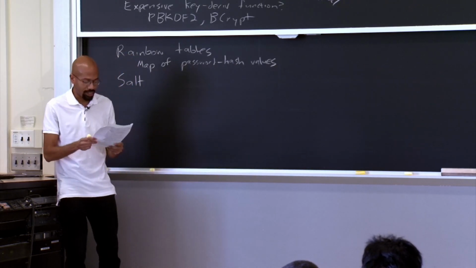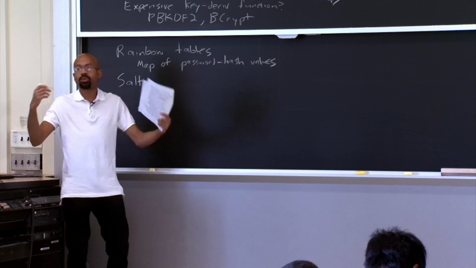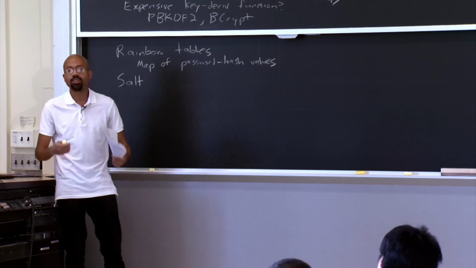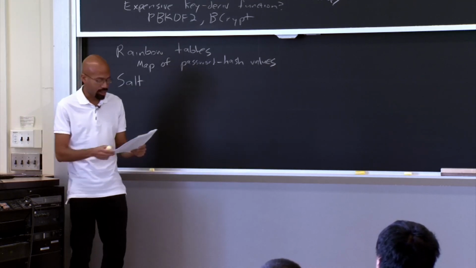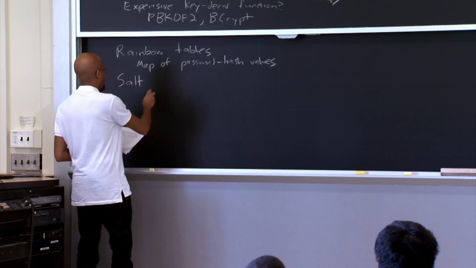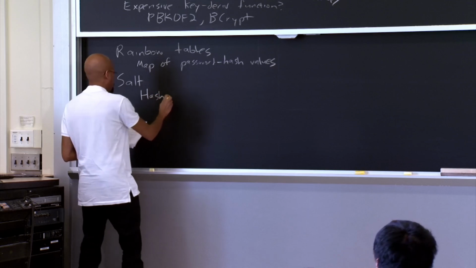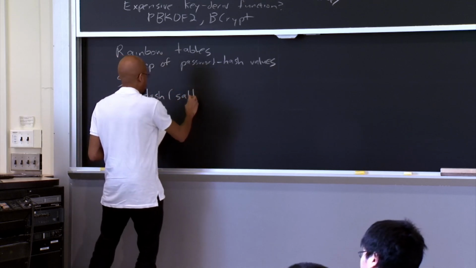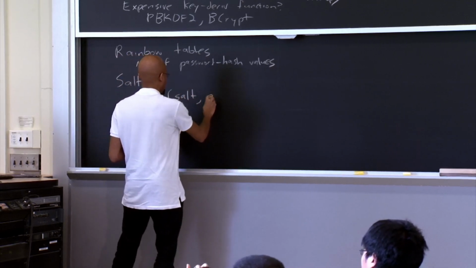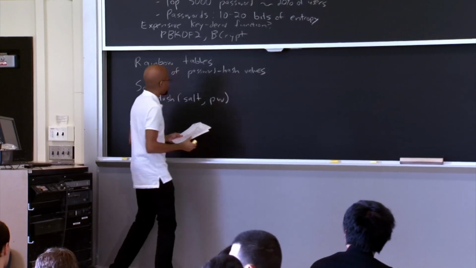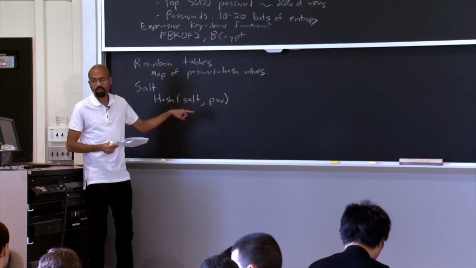So how does salting work? So the basic idea is that you just want to input some additional randomness into the way that the password is generated, right? So basically, you want to take this hash function, and you want to put some salt in there, which I'll explain in a second, and then the password. And this is the thing that you store on the server side in the table.